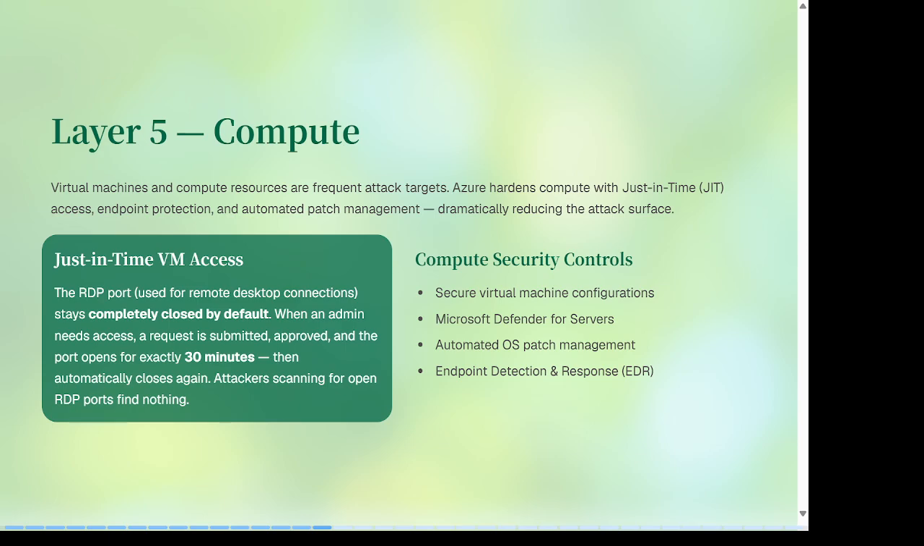Here you have to remember: compute layer, protection of virtual machines. JIT access, temporary controlled access to VM ports. Defender for servers, threat protection for VMs. Patch management, it reduces vulnerabilities. Here the goal is to reduce the attack surface of compute resources. If you see questions about securing virtual machines, you always have to think about the compute security layer.